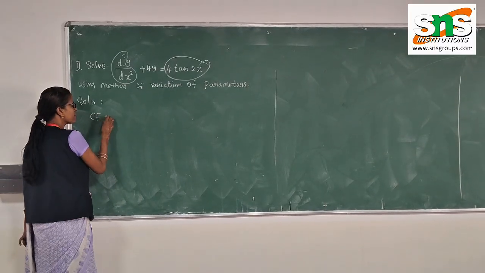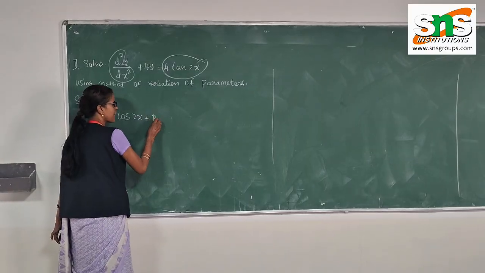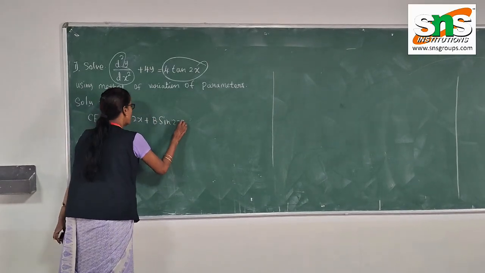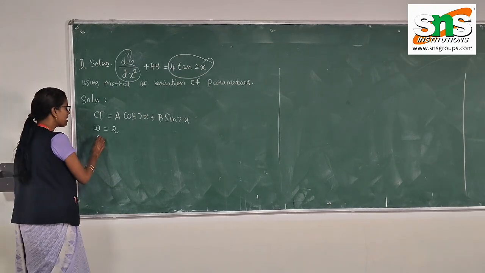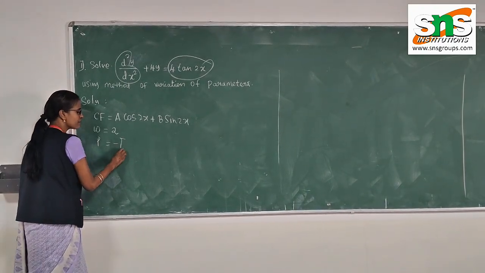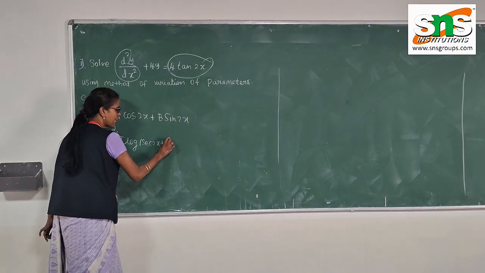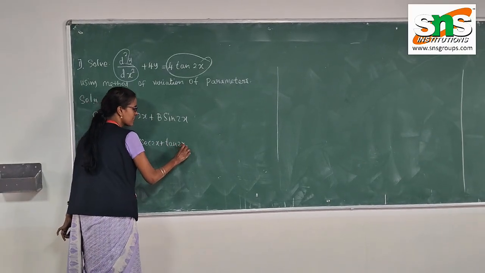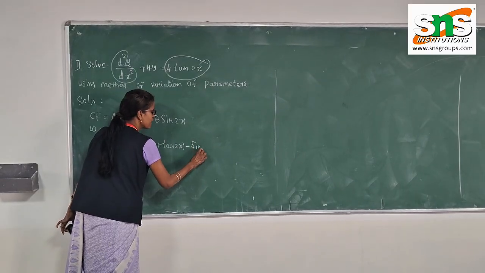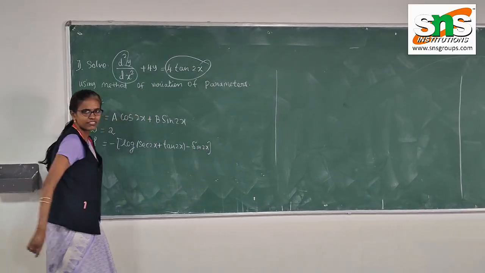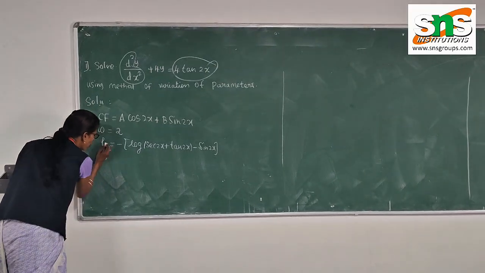So what is the complementary function? Yes, A cos 2x plus B sin 2x. And W, that is nothing but the Wronskian value, is 2. And P, the answer is minus log of secant 2x plus tan 2x, then minus sin 2x. That is what we did in the last class. The next thing is we are going to see the formula of Q.